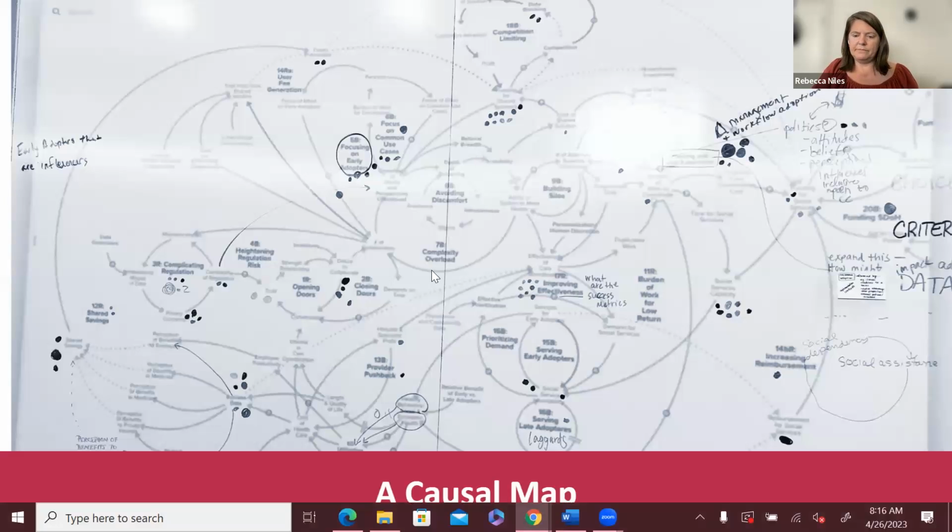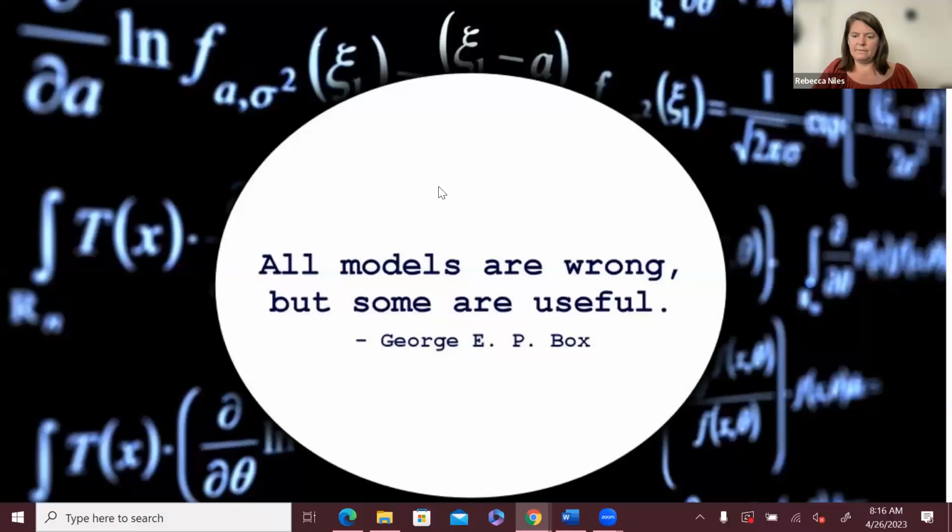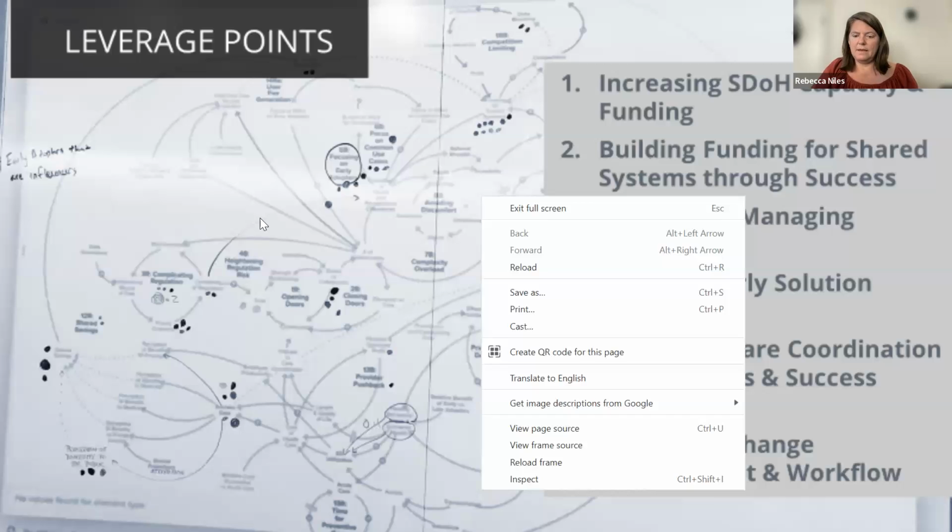And you can see that I'm having some trouble. Okay, so you can see this causal map.